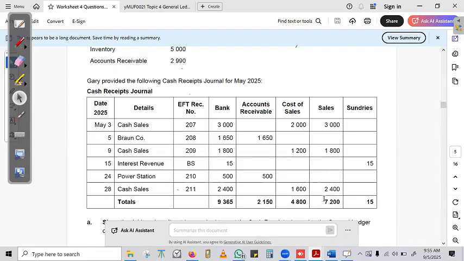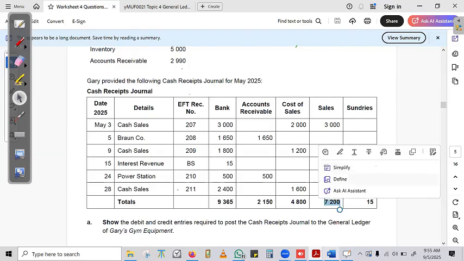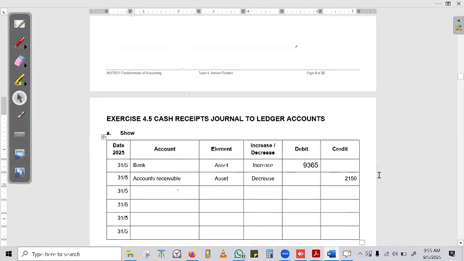Now we'll do this one, sales, right? Sales 7,200. Now remember, sales revenue element is revenue. And revenue always increases, just like expense, right? Always increase, and revenue increase is credit always. Expense is always debit, revenues are always credit.